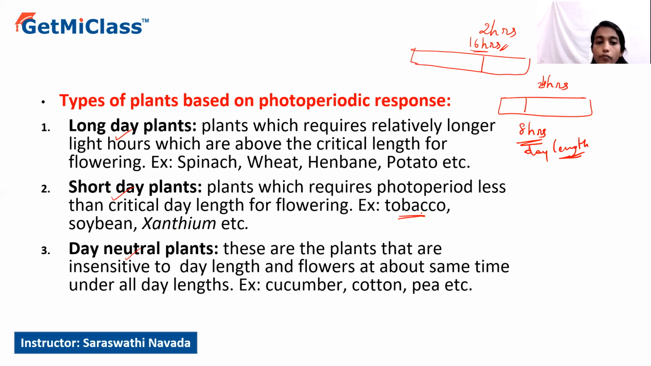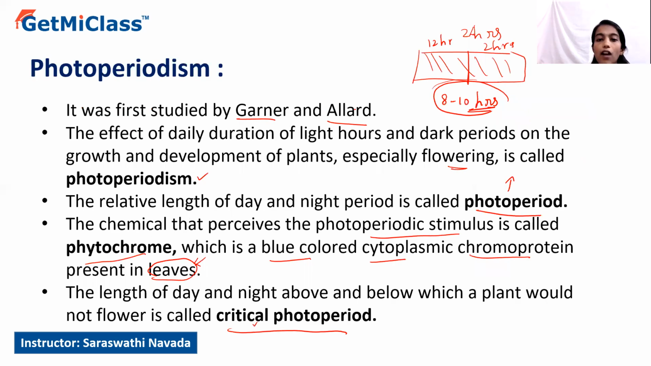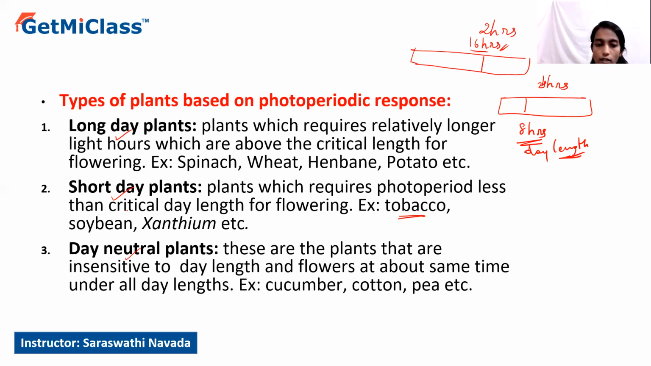So where they observed that when tobacco was cultivated in different areas or different habitats, its flowering pattern changed depending upon the available day length. Based on that, these two scientists, Garner and Allard, gave the concept of photoperiodism. Examples for short day plants are tobacco, soya bean, as well as xanthium.